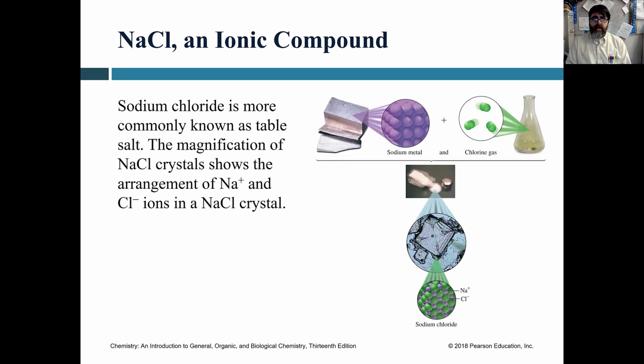I mentioned already, sodium, reactive metal, chlorine, toxic gas, put them together, sodium chloride, we have this repeating pattern of ions, and part of why they are different and are safe in this form is because it's no longer sodium with the extra electrons, it's sodium ions. It's no longer chlorine gas, it's now chloride ions, and there is a difference there.